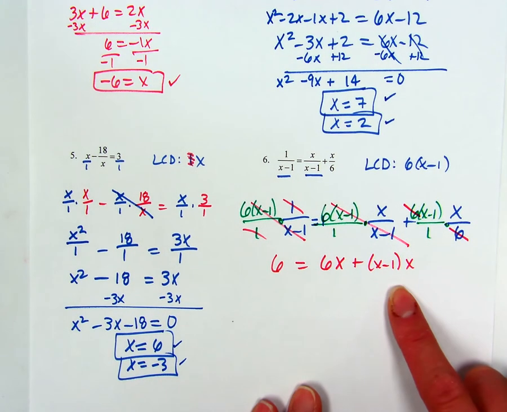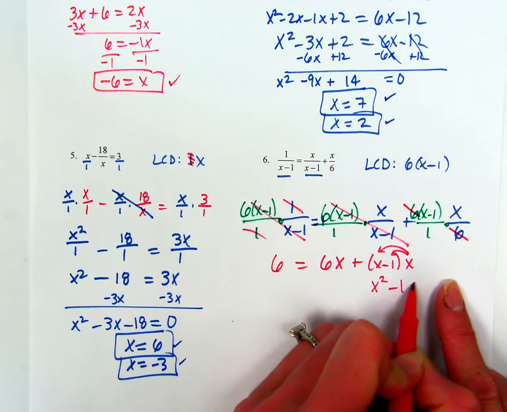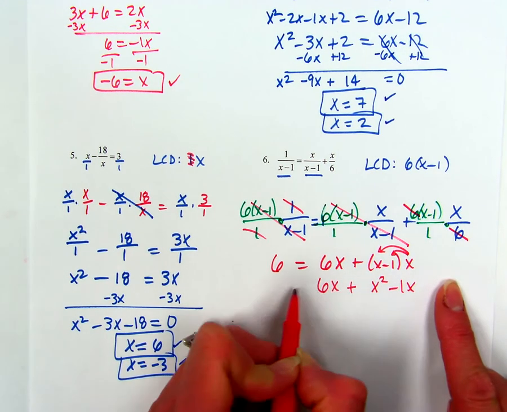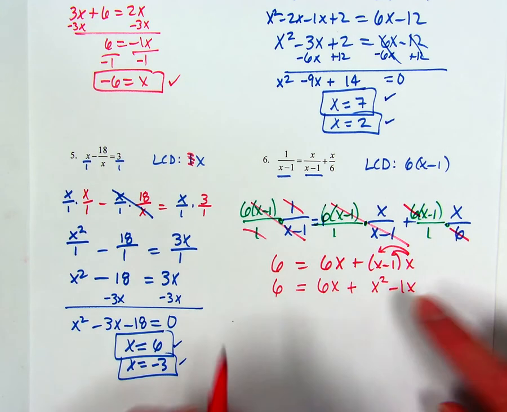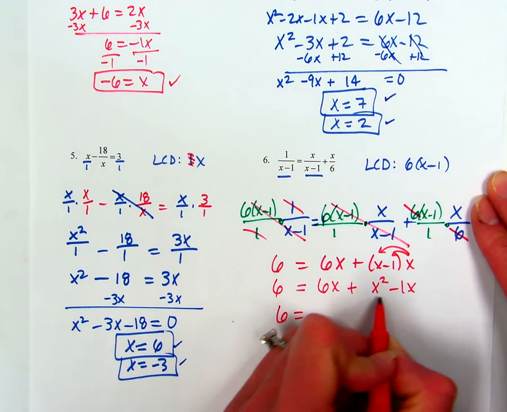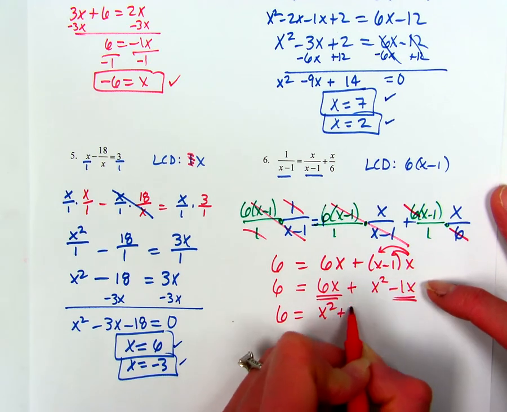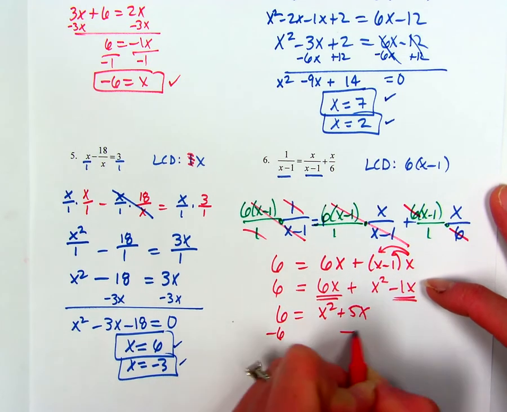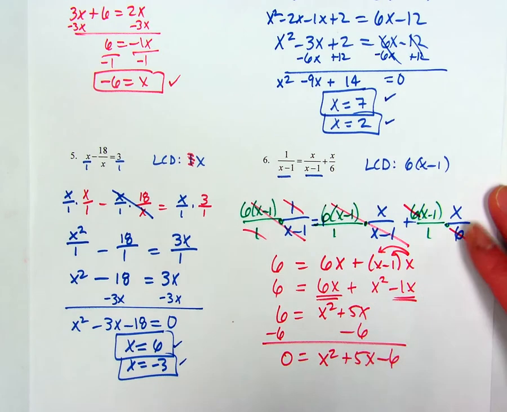So notice over here, you're going to have to distribute. So I have x squared minus 1x. I have my 6x, my equals, my 6. So notice I have x squared. I'm going to move everything to one side. I have x squared. These add up to be plus 5x. And I'm going to move my negative 6 over. So I have x squared plus 5x minus 6.